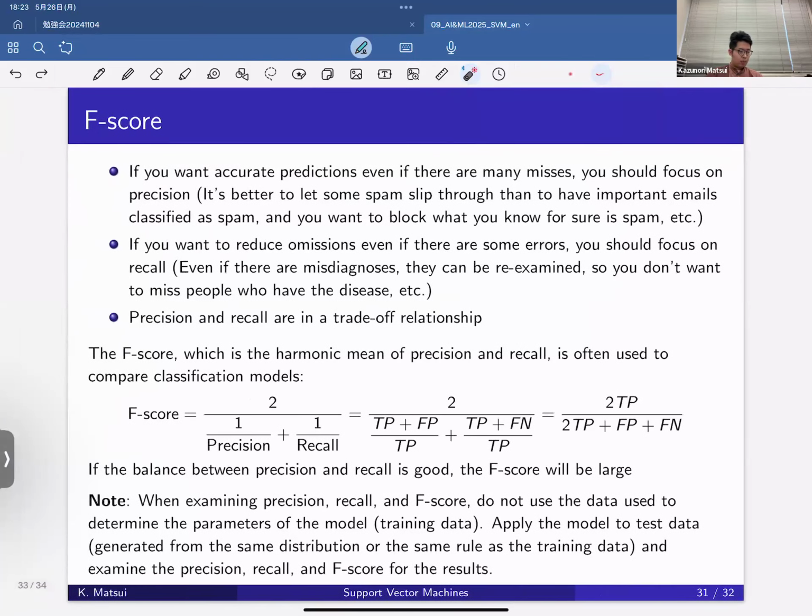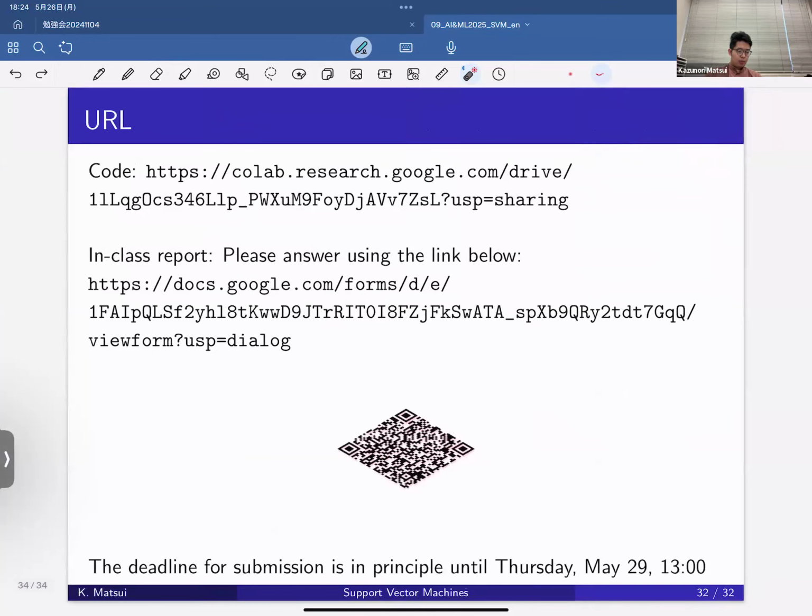When examining precision, recall and F-score, we cannot use the data that was used to determine the model parameters. In the end, we examine precision, recall and F-score for the result of applying the model to test data. This was a story about precision, recall and F-score, which are some of the evaluation methods for classification methods. Now let's move on to the discussion about code.